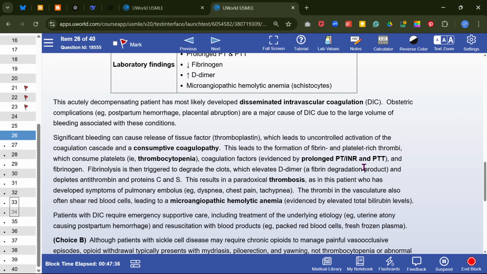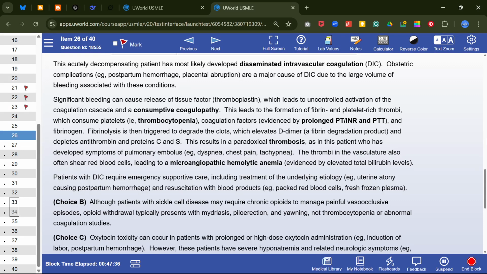The thrombi in the vasculature often also shear RBCs, leading to microangiopathic hemolytic anemia evidenced by elevated total bilirubin level. Patients with DIC require emergency supportive care, including treatment of the underlying etiology, uterine atony causing postpartum hemorrhage, and resuscitation with blood products, packed red blood cells and fresh frozen plasma.